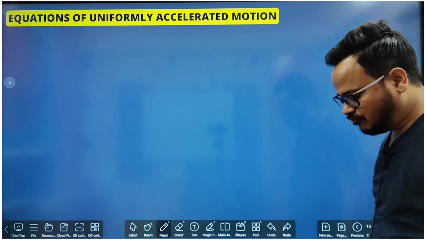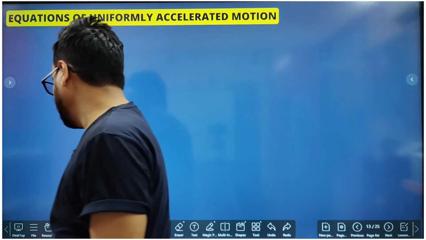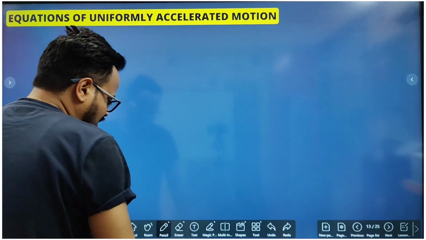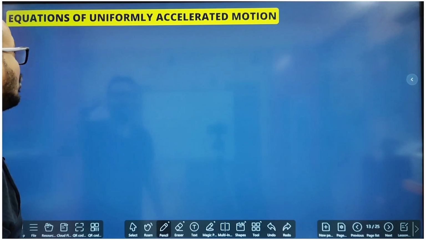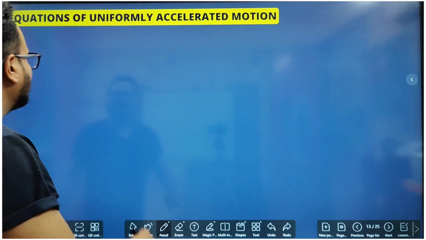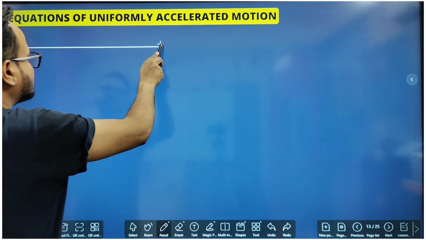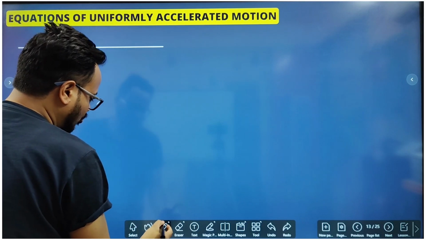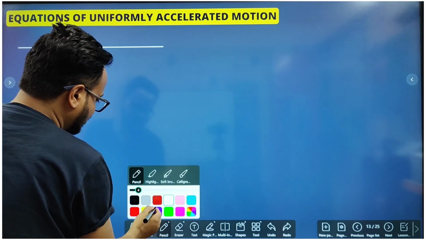Okay. Equations of uniformly accelerated motion. There are 3 very important equations that you have studied in class 9th also. They are called the equations of uniformly accelerated motion. So we are going to derive those equations first, and then we will discuss some numericals based on those equations. So what are the equations?